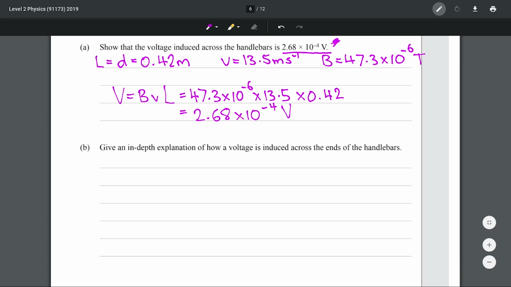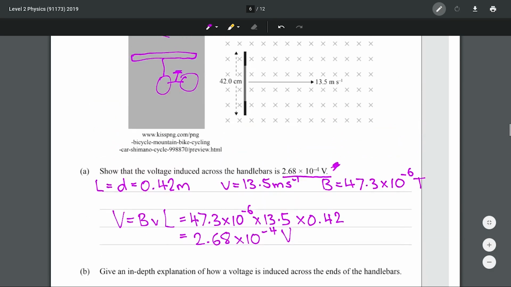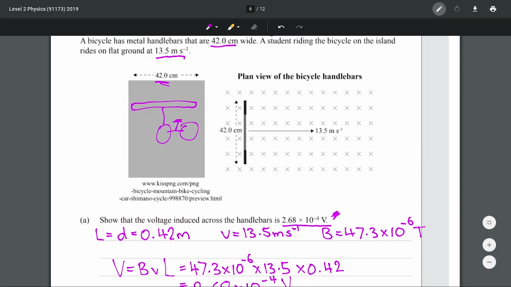Give an in-depth explanation of how a voltage is induced across the ends of the handlebars. And so the handlebars are moving through this magnetic field, cutting across our field lines. And so when a wire, or in this case handlebars, a conductor, cuts across a magnetic field, cuts across the field lines, it is going to experience an induced voltage. And another part to the question that it may want us to point out is that the direction of the magnetic field, if you use your right-hand rule, your fingers will go into the page.